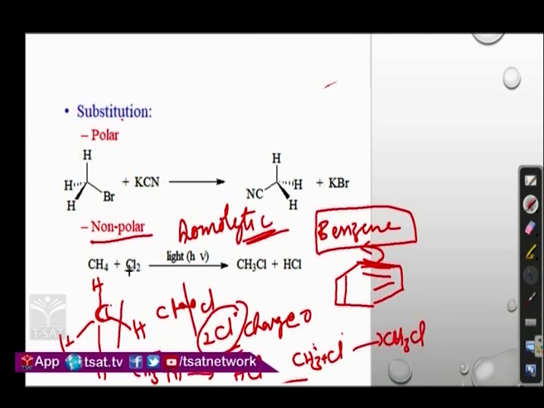So if you consider the overall molecular exchange or replacement, hydrogen is exchanged with, or replaced with, chlorine. So this kind of reaction is said to be substitution. Substitution reactions are basically replacement reactions.